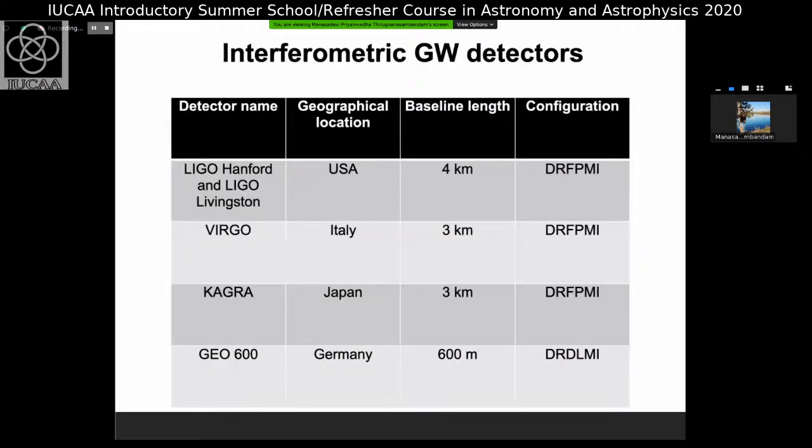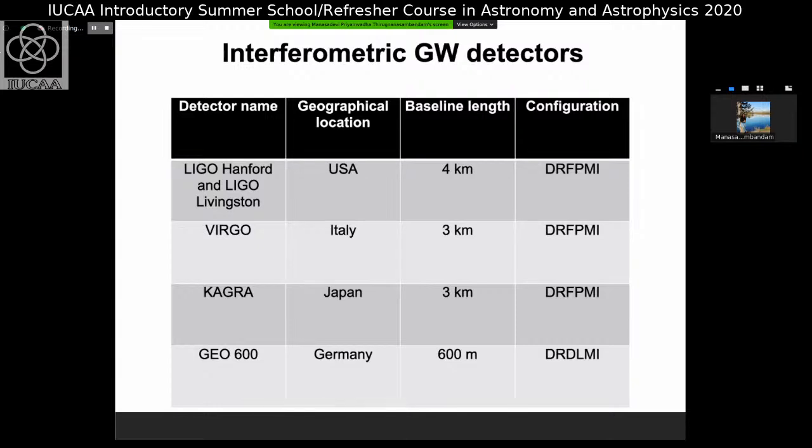So as you've seen the configuration that we've put together, there are actually also different detectors around the world. The configuration that they're being used is what I've tabulated in here. We have the LIGO Hanford and the LIGO Livingston detector in the USA. And the baseline length of this is 4 kilometers. And the configuration in which it is used is the dual recycled Fabry-Perot Michelson interferometer configuration.